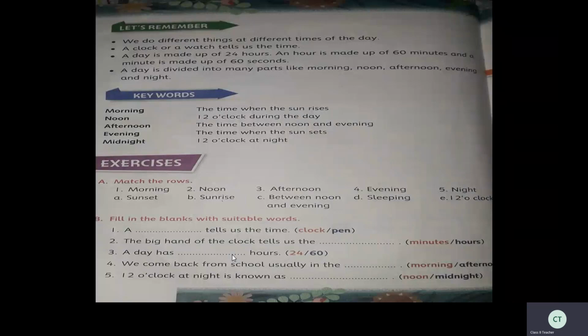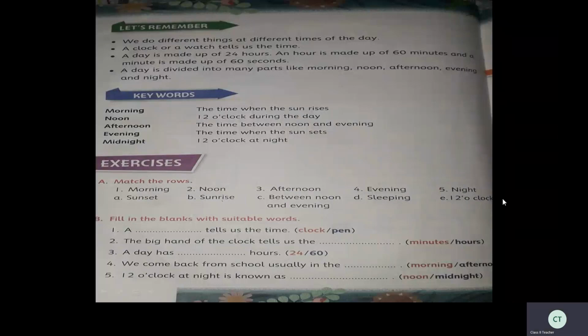The next exercises. Match the rows. Morning. What is the morning answer? Yes, B. Sunrise. Then noon. E. 12 o'clock. Afternoon. C. Between noon and evening. Then evening. A. Sunset. Then night. D. Sleeping. Night always sleep, isn't it?